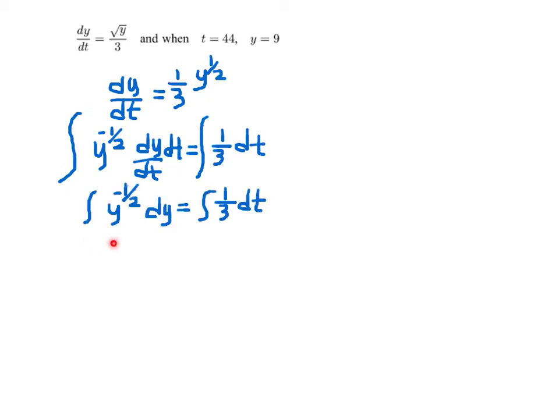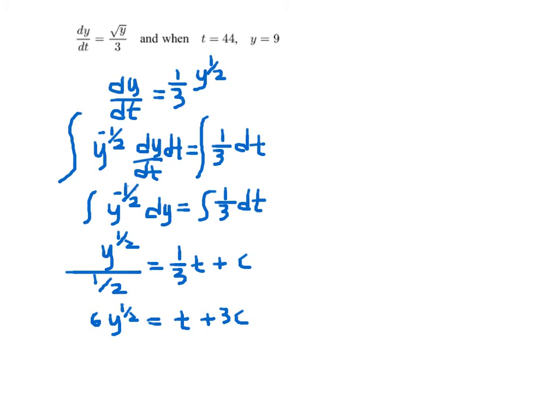Would end up getting something like this. Understand that dy/dt is really dy, and so now we integrate both sides with respect to t and y respectively, and just perform the integrations and simplifications, multiplying by 3 and so on. So you get this solution. This is a general solution, but fortunately, given the initial conditions, we will be able to find the value of c, or 3c in this case.